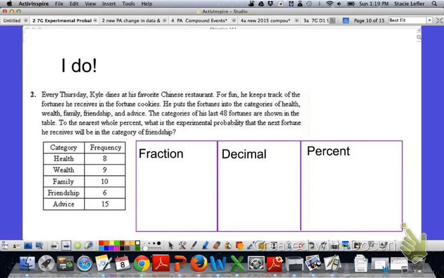Every Thursday, Kyle dines at his favorite Chinese restaurant. For fun, he keeps track of the fortunes he receives in the fortune cookies, so he puts those into categories of health, wealth, family, friendship, and advice. So the categories of his last 48 fortunes are shown in this table. To the nearest whole percent, what is the experimental probability that the next fortune he will receive will be in the category of friendship?